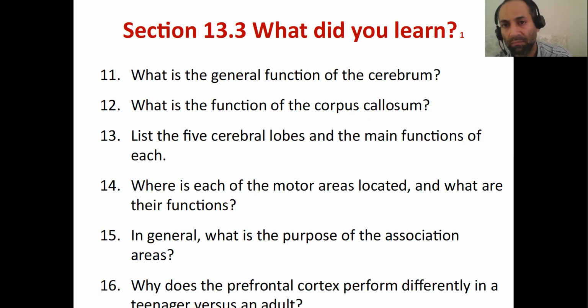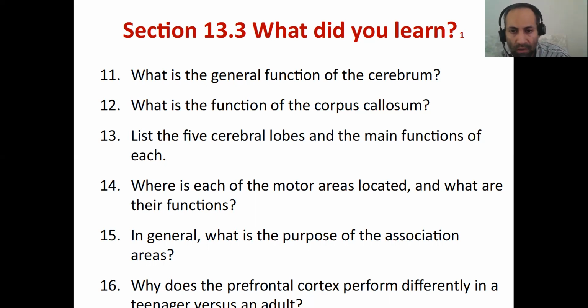General function of the cerebrum: it makes you who you are. It is the thinking part of the brain, not the emotional part. Your critical thinking skills, your ethics, morality, judgment, music, art, literature, analysis, science, that's all cerebrum. The corpus callosum connects the two halves of the brain together. Five cerebral lobes: frontal lobe for personality, temporal lobes for what? For smell and taste, parietal lobes for movement and sensations, occipital lobe for visual function.